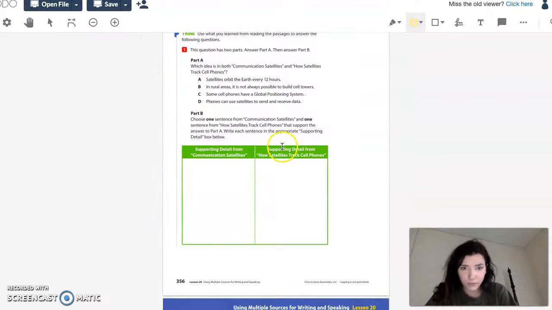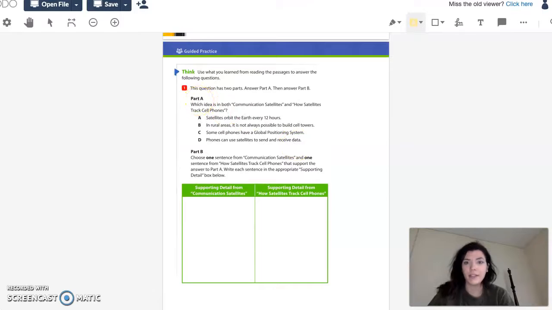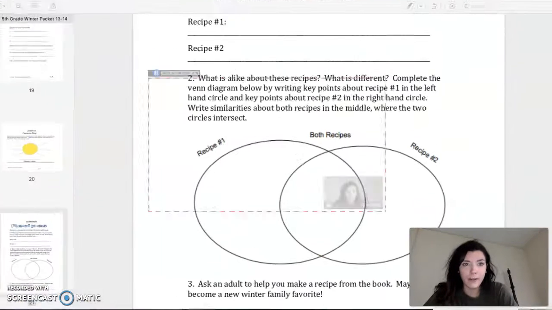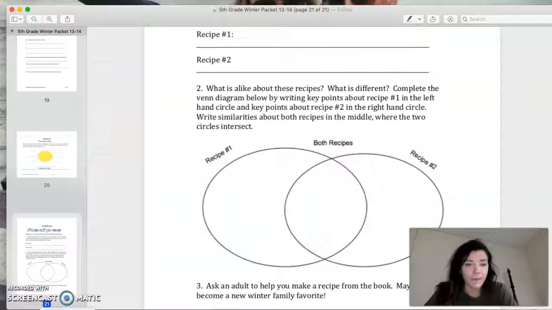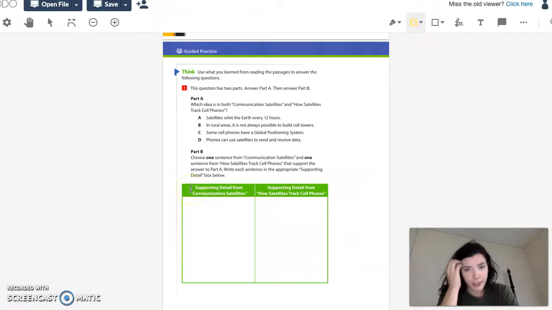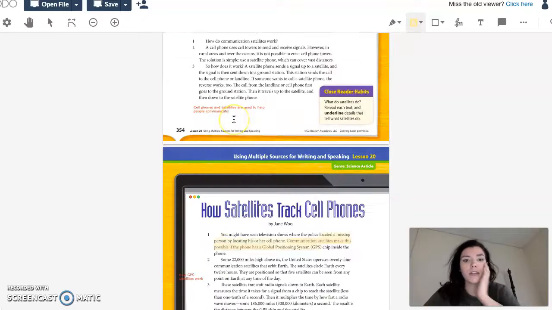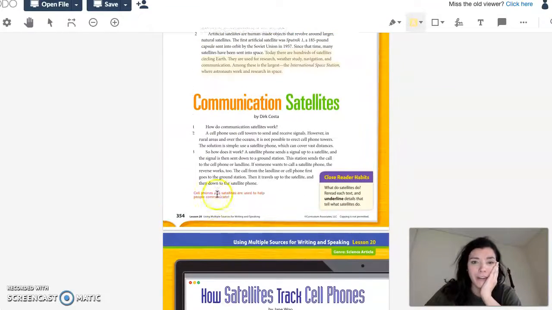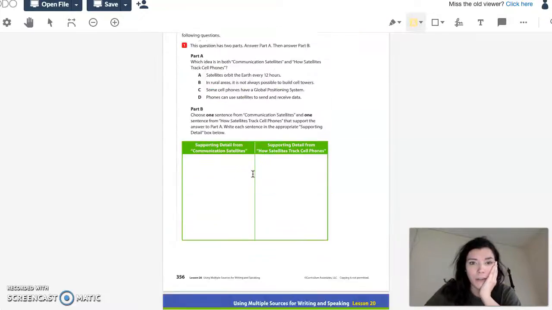Okay. So now let's go and start to answer some of these questions together. Now that we've read it all. Sweet. Okay. So this question has 2 parts. Which idea is in both communication satellites and how satellites track cell phones? So it's going to be in this one and this one. We know that both of these were talking about cell phone usage.